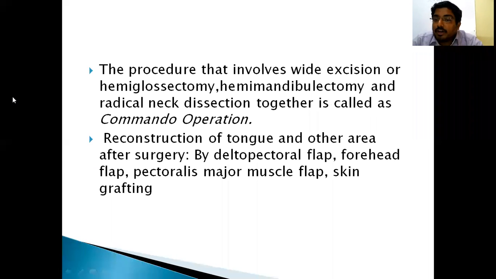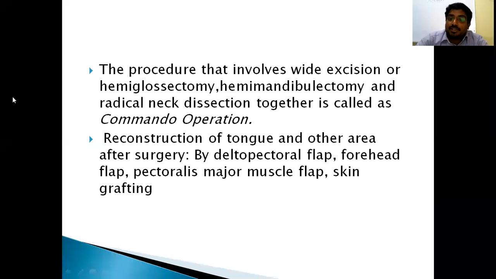Then the procedure: what is commando operation? Commando operation is wide excision or hemiglossectomy and hemimandibulectomy and radical neck dissection together. See, if the tumor is on the left side, what will happen? If the tumor is involved, the mandible is involved, and neck lymph nodes are also present, then for a tumor less than 1 centimeter, you will go for 1 centimeter clear margins. If the tumor is more than 2 centimeters, you will go for hemiglossectomy. If the mandible is involved, you will go for hemimandibulectomy. If a neck node is involved, go for modified radical neck dissection. This is called commando operation.